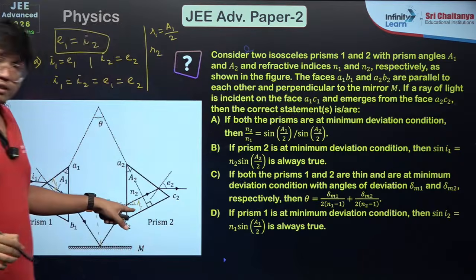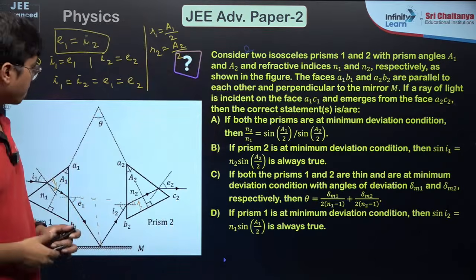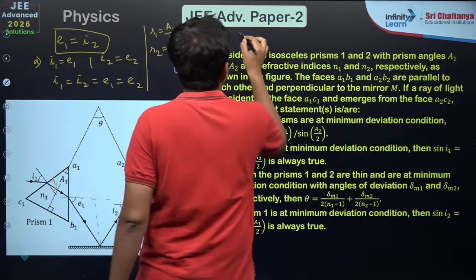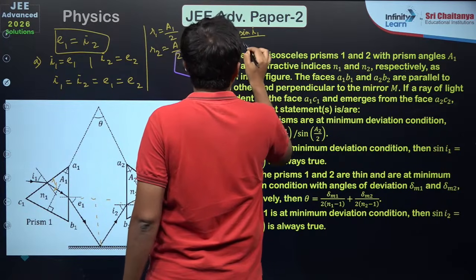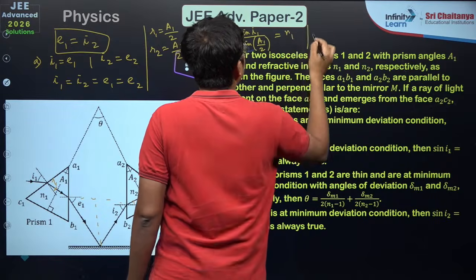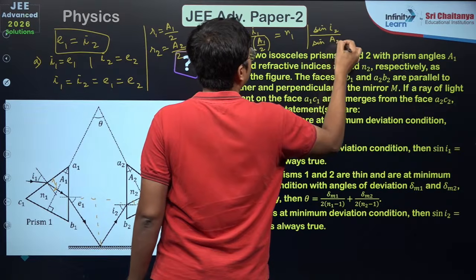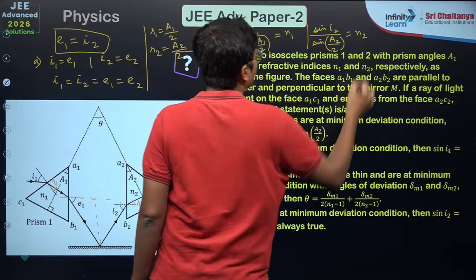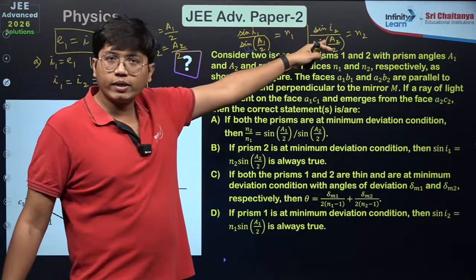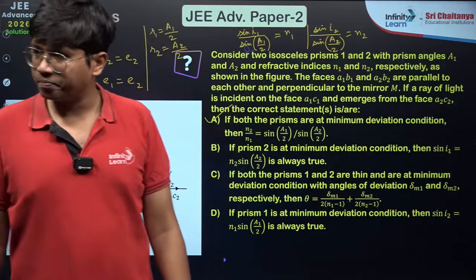And R2, in this prism over here, is again A2 by 2. Minimum deviation criteria. Once I have that, I can apply Snell's law in any of them. So sine I1 by sine R1, which is A1 by 2, is N1. Same way, sine of I2 divided by sine of A2 by 2, because that is sine of R2, is N2. Remember I1 is equal to I2. Take a ratio of both of them, sine I1 and sine I2 will cancel, and you will eventually arrive at getting this answer as correct.